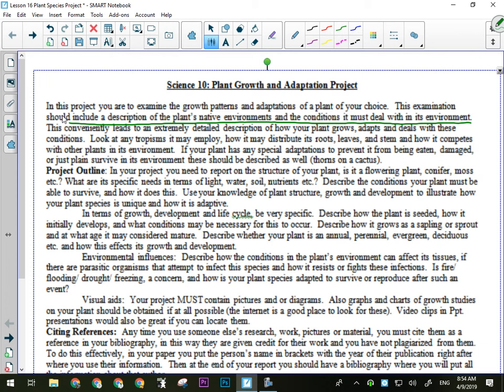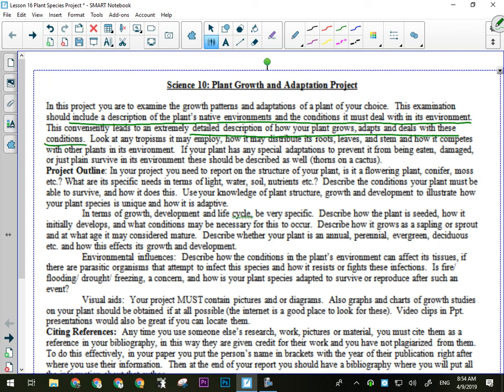What kind of soils are there? Are there insects that feed on it? Are there parasitic infections that they need to worry about? Things like that. So describe its environment and the challenges that its environment might present. That'll lead to a detailed description of how your plant grows, adapts, and deals with these conditions.